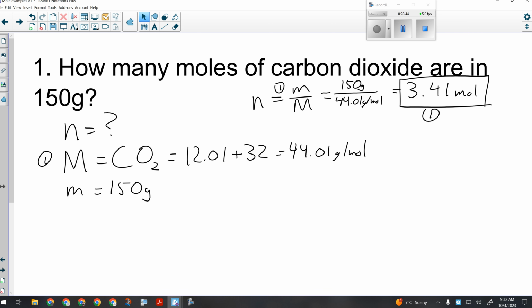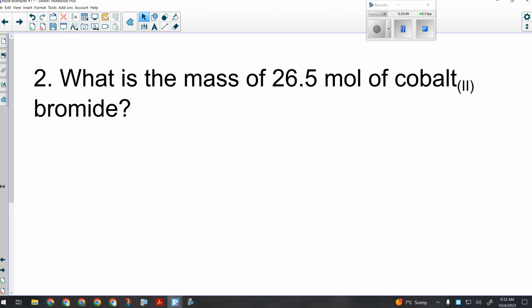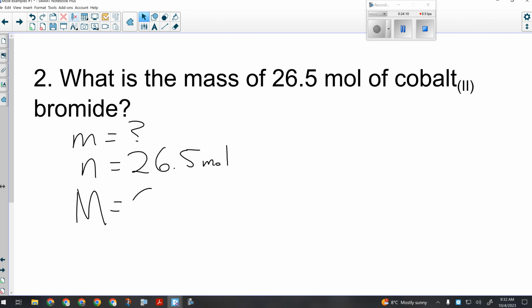How many people are done number 2? Okay, let's look at number 2. All right, so for number 2 here, we're looking for the mass, so that means we're looking for little m of 26.5 moles. So that's n, of cobalt(II) bromide. That'll help me get capital M. Cobalt with the 2+ charge, because that's what the Roman numeral tells me, with bromine, which is a -1, so we drop and swap, we get CoBr2, and now we can do our calculating.